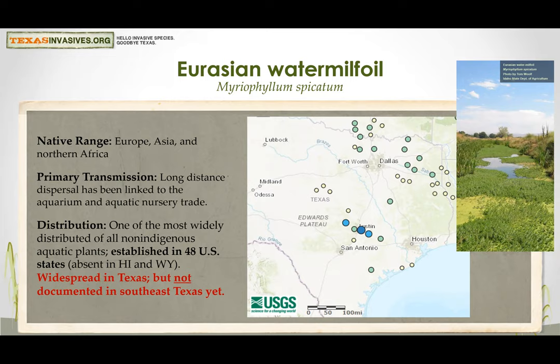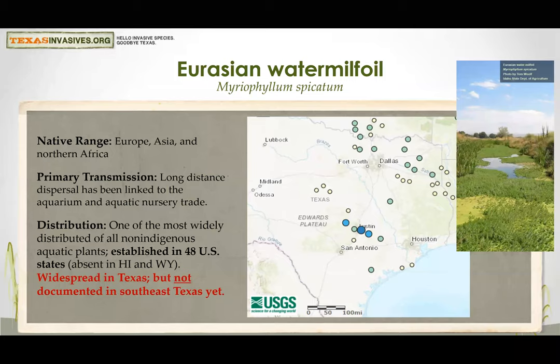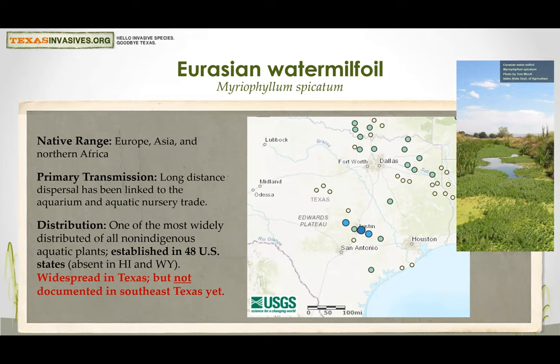So much like the other ones, it has been spread as well. It is one of the most widely distributed of all the non-indigenous aquatic plants. It's found in 48 of the United States. It is not found in Hawaii or Wyoming. It's widespread in Texas, but it's not documented in Southeast Texas yet. And that could be that it's genuinely not here, or it could just be that it hasn't been reported.